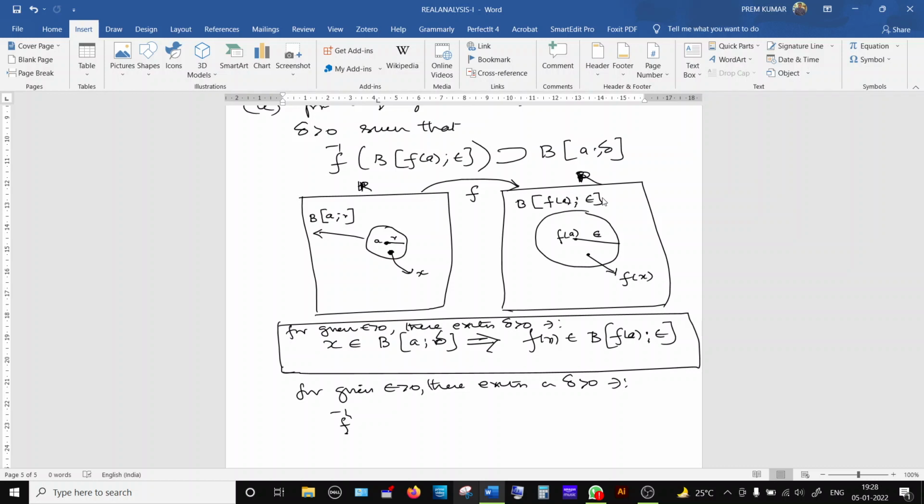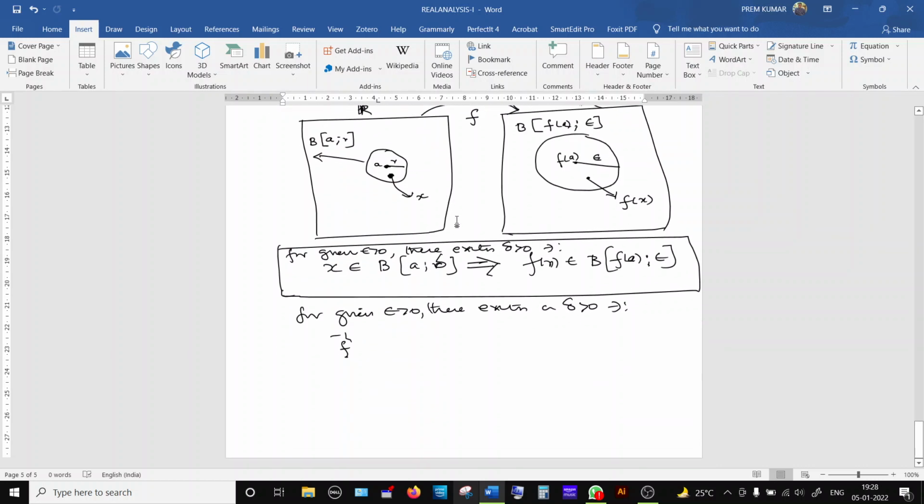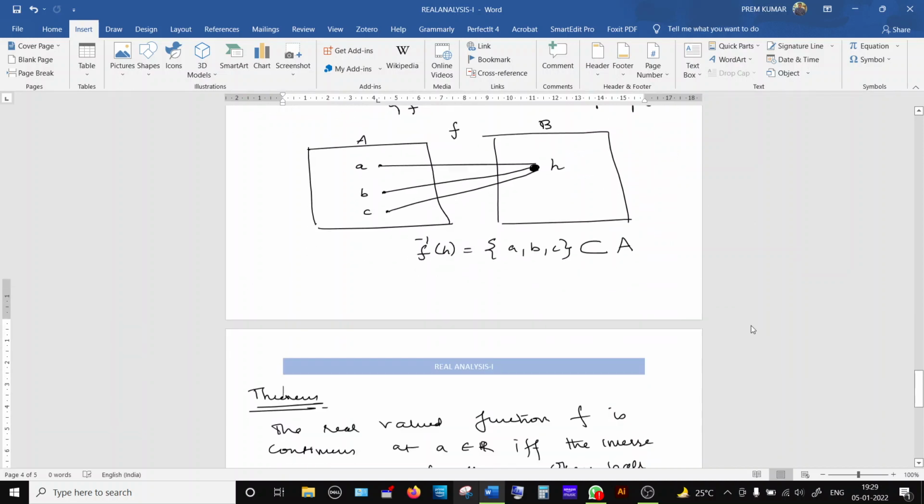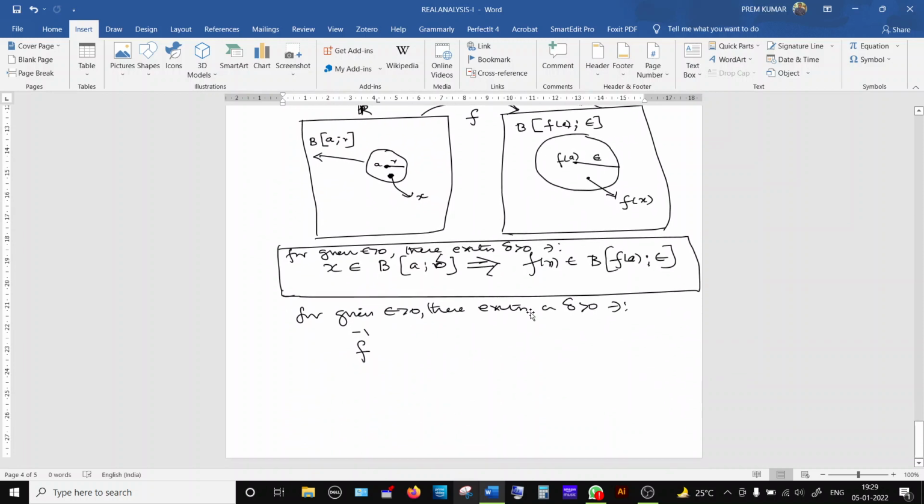So now I am going to define this in terms of inverse images. See, think of this: an inverse image is not a single element. It is a set. That one you have to keep in mind. For that, I simply gave this graph or diagram. Whenever you take an inverse image, it is not always a single element. It is a set. Very rarely it becomes a single element.